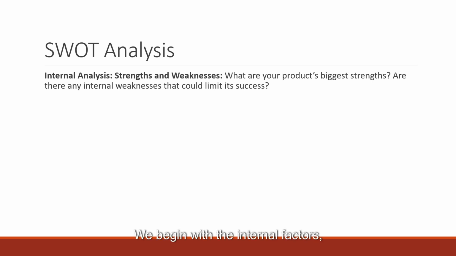We begin with the internal factors, specifically strengths and weaknesses, which are within our control. Strengths are the internal advantages that give our product a competitive edge. These might include unique features, high-quality standards, a loyal customer base, or a strong brand reputation. Think of strengths as assets that we can harness to differentiate our product from competitors.